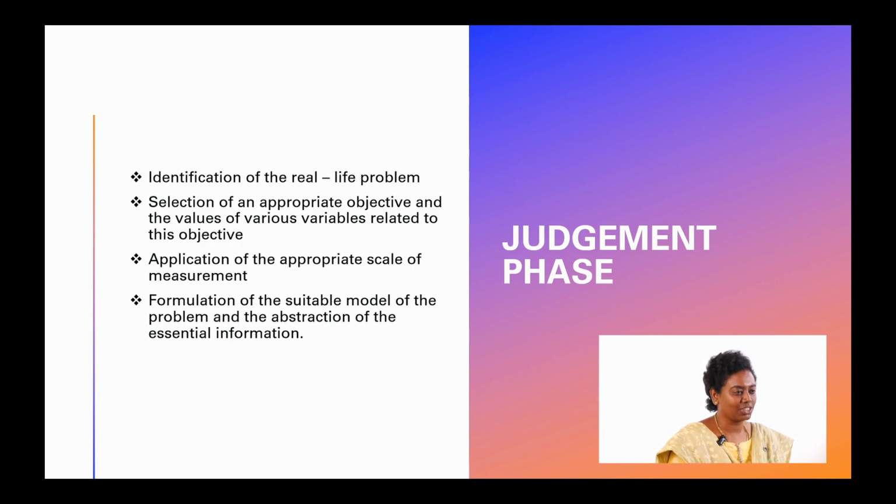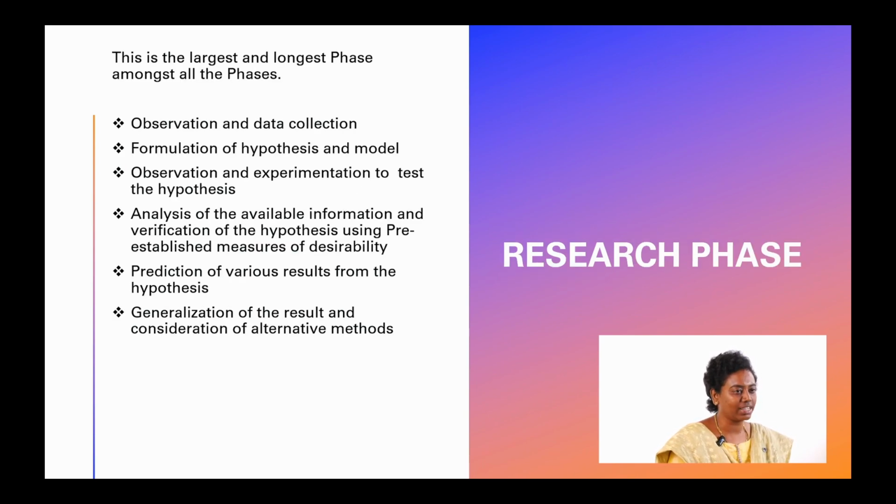The next phase is research phase. This is the largest and longest phase amongst all the phases. This phase includes observation and data collection, formulation of hypothesis and model, observation and experimentation to test the hypothesis. Analysis of available information and verification of the hypothesis using pre-established measures of desirability also has to be done in this phase. Prediction of various results from the hypothesis, generalization of the results, and consideration of alternative methods should also be done in this exact phase.